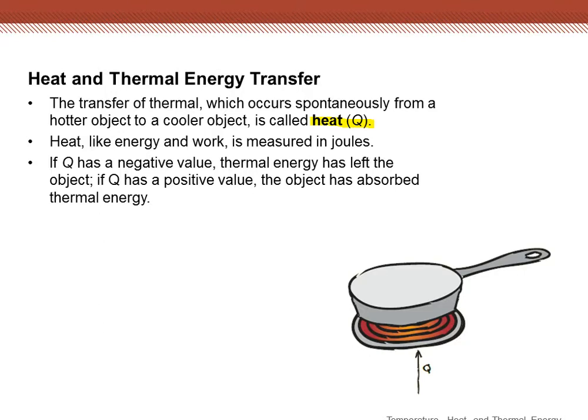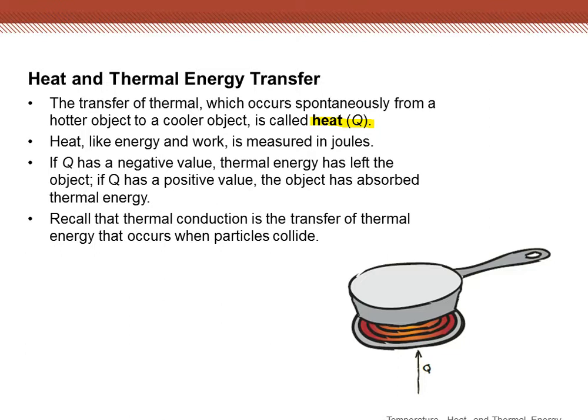So we use Q as the idea of the transfer of heat. And if Q is positive, we increase. Q is negative, we decrease. So recall that thermal conduction is the transfer of thermal energy that occurs when particles collide. So conduction is happening when we touch. So, for instance, if we put a frying pan on an electric stove, that heat from the stove is being transferred into the frying pan. And so Q is positive there for the frying pan because heat is being absorbed into the frying pan.